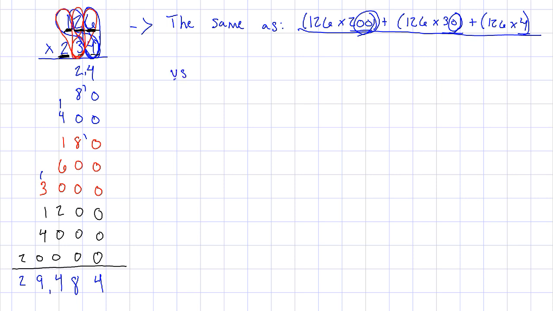Or I guess I don't call it a shorthand version, the paper saving version. So we do 126 times 234. And here we're going to just have 3 lines. We have a line for each of our places. So we have a 4, we have a 3, we have a 2. We're just going to have 3 lines.